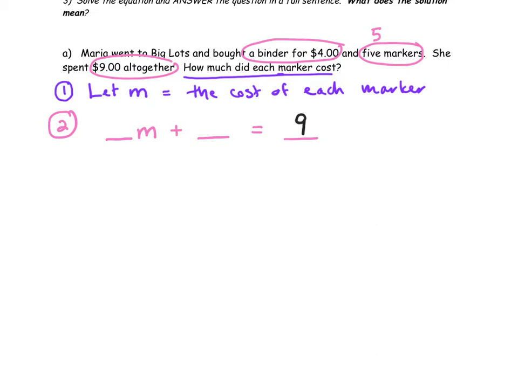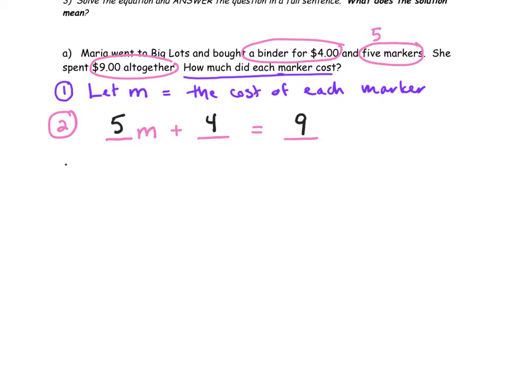So it would make sense if I wrote 5 times the cost of each marker. That would make sense. So by process of elimination, the last number that we haven't talked about is a binder. And that's a fixed amount. It's one binder, and that costs $4. So we're going to write 4 here. So now we have our equation.